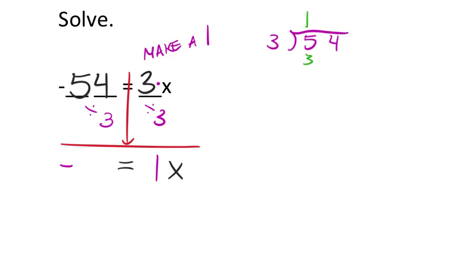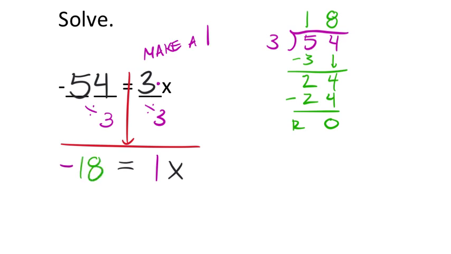1 times 3 is 3. So we have 2 remaining there. We'll drop the 4 to make it 24, and 3 will go into 24 8 times. 3 times 8 is 24, and that does exactly what we wanted it to do, to have a remainder of 0. Now that quotient 18 is our final answer right there, but with the negative sign.